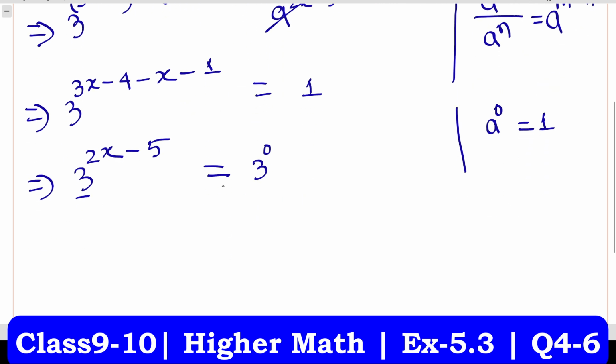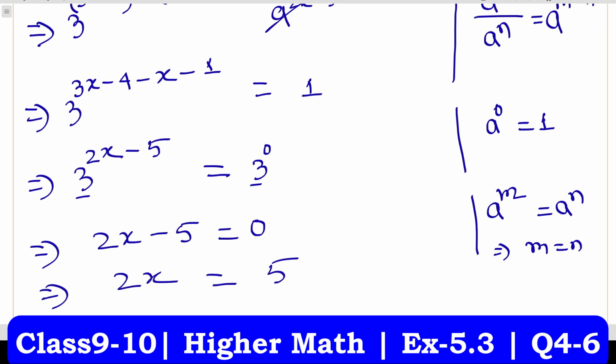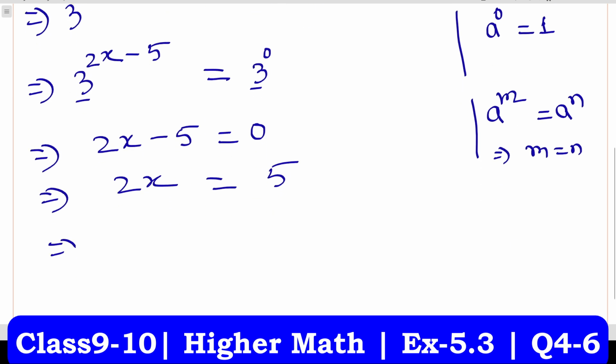Now look, the bases are the same. We also know once bases are the same, a to the power m equals a to the power n, we can write m equals n. So finally we can write 2x minus 5 equals 0. We are adding 5 to both sides, so 2x equals 5. Now we are dividing both sides by 2, so x equals 5 divided by 2. And this is our answer.